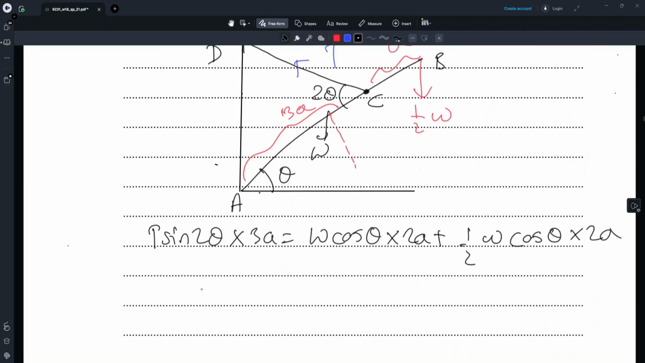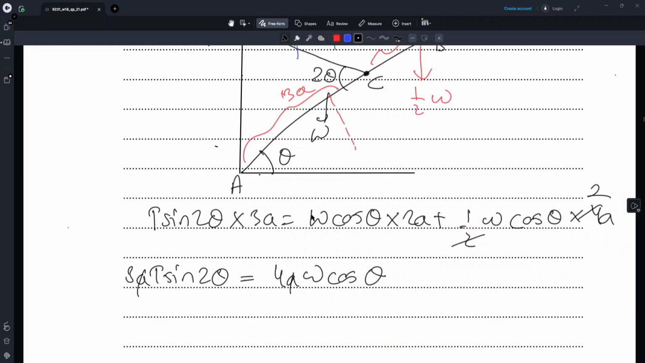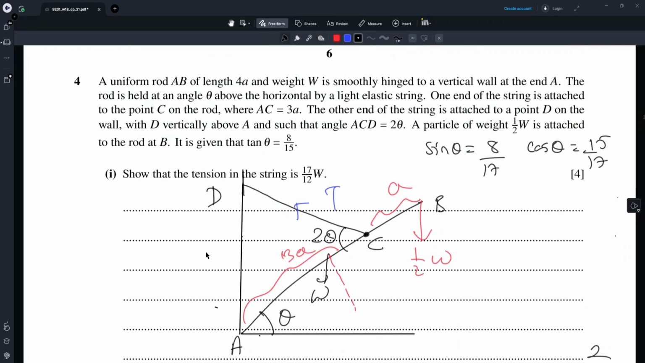Now we have to simplify things a bit. This is going to cancel out. This is 4A, this is 2. Then we have 3A T sine 2 theta equals 2 plus 2, 4AW cos theta. So the A's get cancelled out. For sine 2 theta, I have sine 2 theta equals 2 sine theta cos theta. I'm just going to use these two and move on, but I need to calculate it.